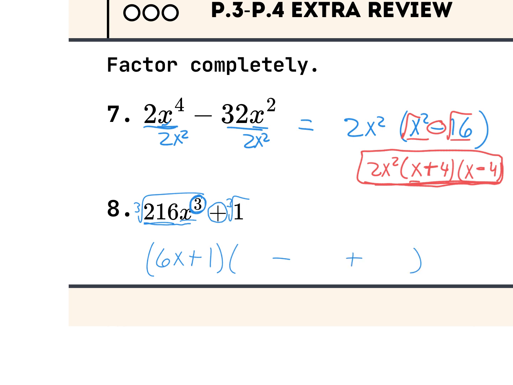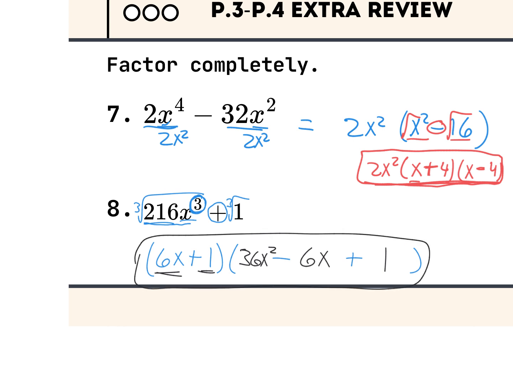All right, and then inside of these parentheses, it's going to be the square of the first, so 36x squared, square of the last, so 1 times 1 is 1, product of the two in the middle, 6x times 1 is just 6x. And then that's all we do with a sum of cubes. All right, sum and difference of cubes. Nothing more to do to that. That's our final answer, right?